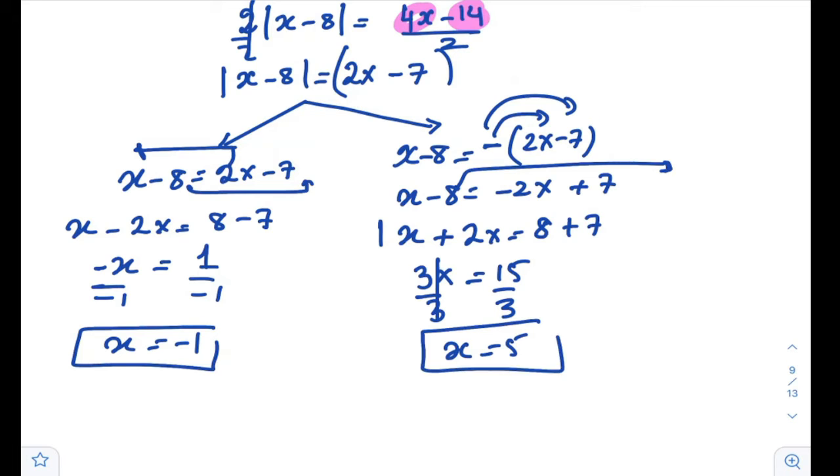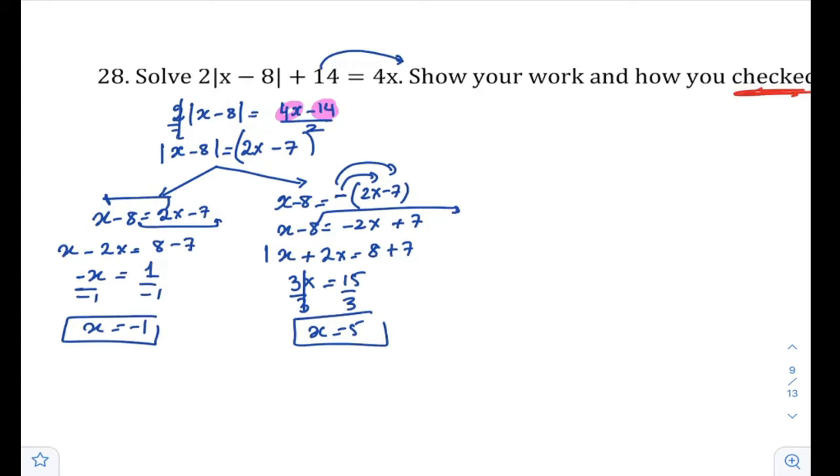Now we have two possible solutions. Which one is the correct one? Which one we should take? We need to check. So let's check. When you check, you will use the x in both sides. This is the original equation.